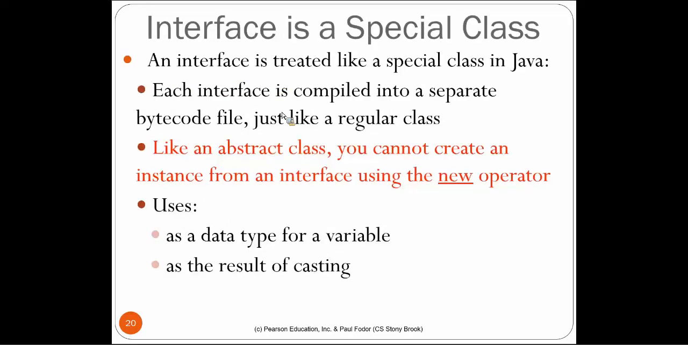So an interface is a special class. In fact, it's treated like a class in Java. Each interface is compiled into a bytecode .class file, like a regular class. Like an abstract class, you cannot create an instance of an interface using the new operator, but you can use the interface as a data type for a variable or as the result of casting. A concrete object is created for a concrete class, but you can cast any object to the interface. As long as that object implements the methods for that specific interface, you don't get a compiler error or a runtime error.